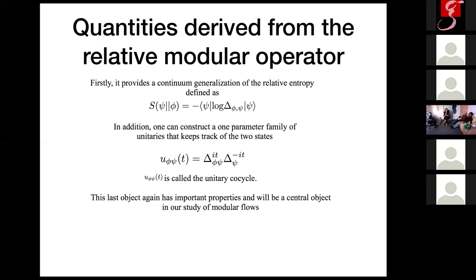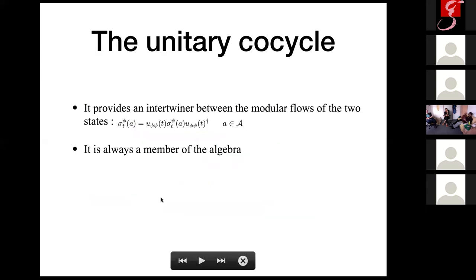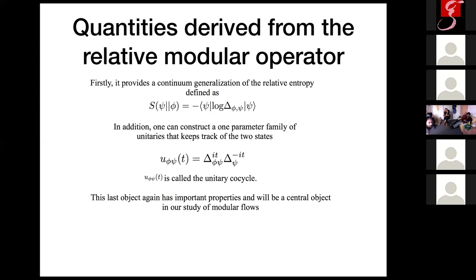Recall that the definition of these modular operators implicitly depended on the algebra. So this U actually belongs to that algebra for all t. This is a non-trivial statement to prove. But these are the two important properties that we should keep in mind, at least for the purposes of this work that we are doing. Okay, so this is the unitary cocycle.